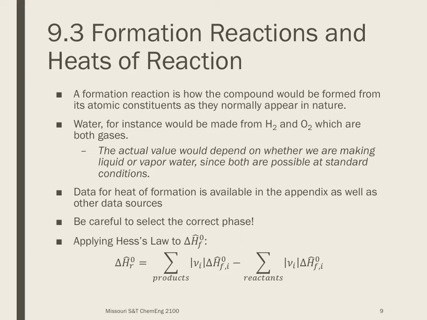So water could be made from hydrogen and oxygen. Both of those are gases when we have them at room temperature and pressure. But the actual value for this formation reaction is going to depend on whether I'm making liquid water or vapor water, because those are both possible phases for water at 25 degrees C, 1 atmosphere.